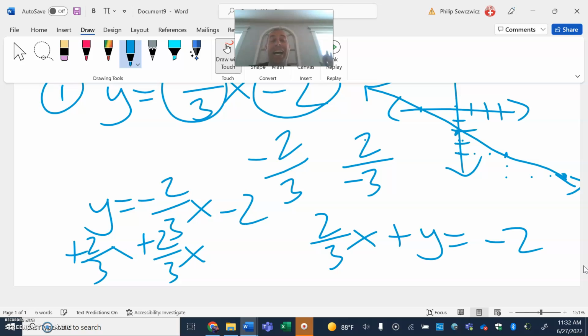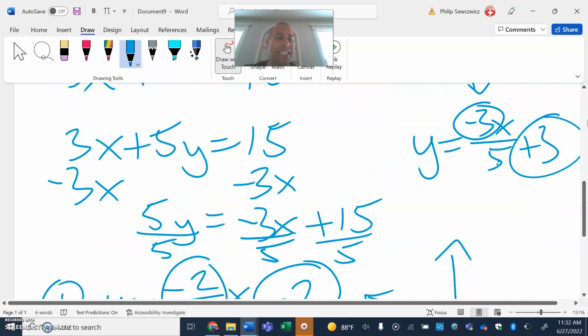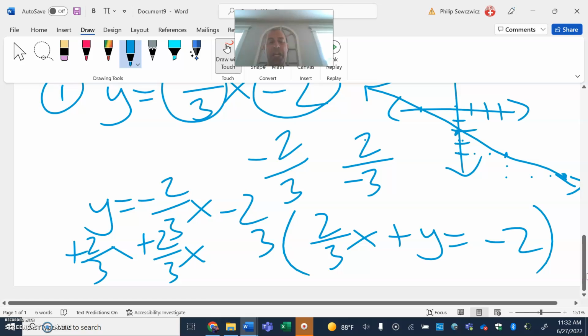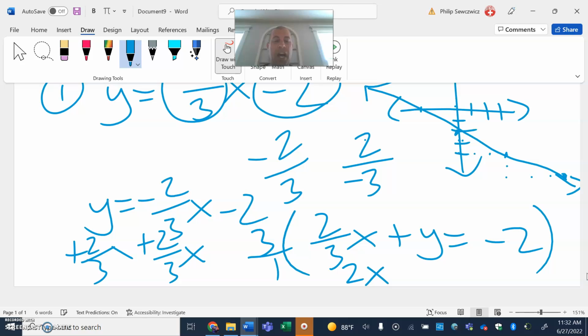All right. Now, officially, we're not done. Because in standard form, the a term, so whoever's with the x, has to be positive, and it can't be a fraction. Well, because it's a fraction, I've got to get rid of that 3 in the denominator. So to do that, we're going to multiply everyone by 3. Remember, we have to be consistent. We've got to multiply it to everyone that's there. So by doing that, that's just going to give me a 2x. A 3 times a y, I'm going to get a 3y. A 3 times a negative 2, I'm going to get a negative 6.